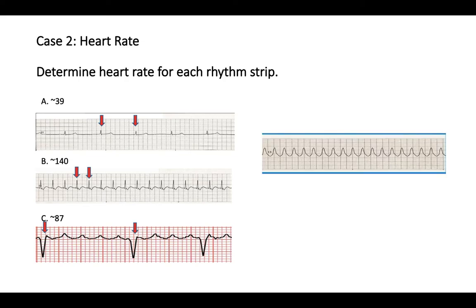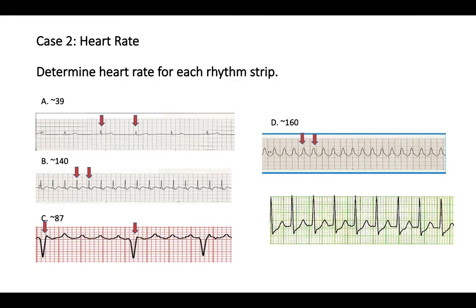Next, another fast one. We'll place our arrows between QRS complexes and count. And this one is actually less than 2, so this rate's about 160. This last one, we'll place our arrows. Again, it's almost 2 large boxes. About 160 will be the rate for that.